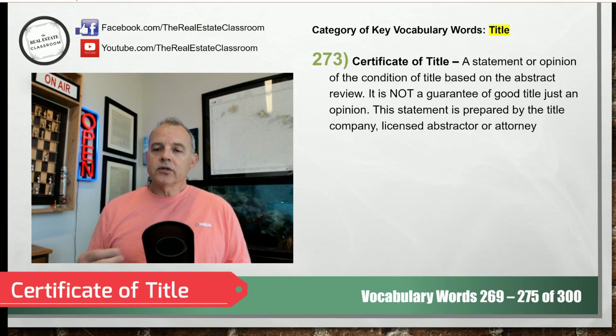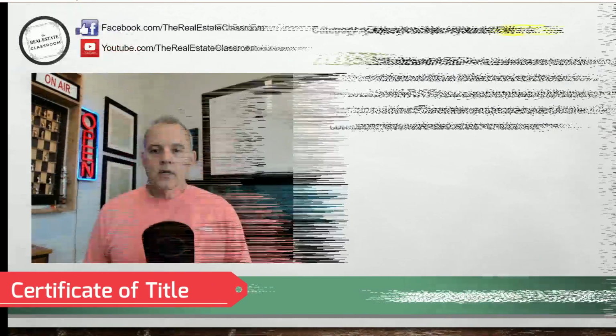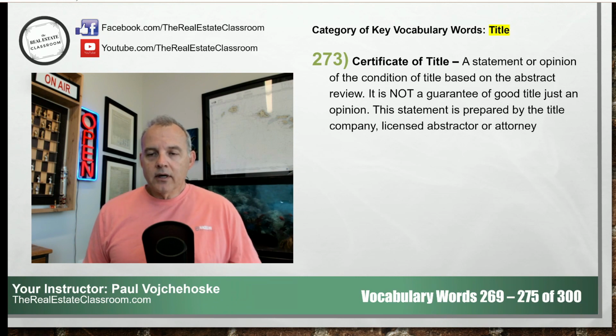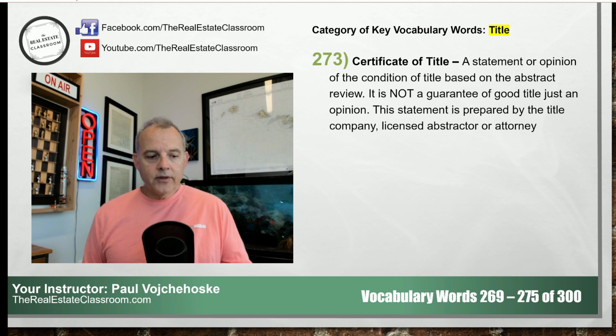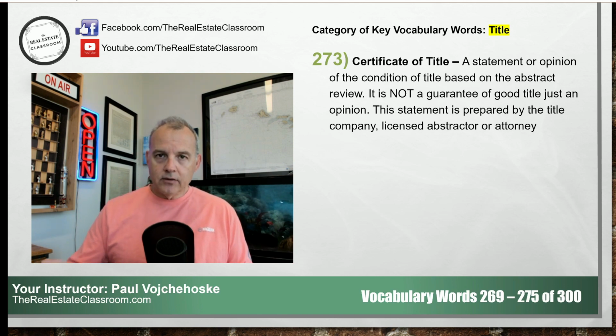273 is a certificate of title. Let's talk about that for a minute. A certificate of title is a statement or opinion of the condition of the title based on the abstract review. So we have the abstractor that prepares the abstract, which is that condensed history report of that piece of property.